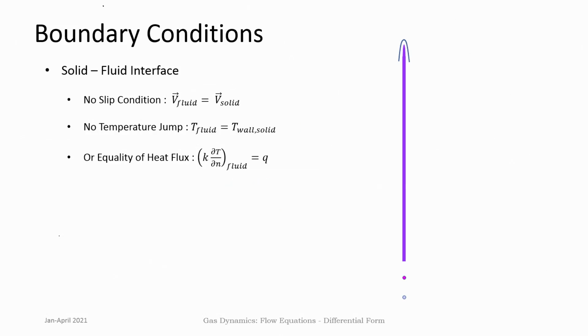Along with these, you have to apply relevant boundary conditions. The appropriate boundary condition is that at the fluid-solid interface the velocities of fluid and solid are the same, which is the no-slip condition. When looking at the temperature boundary condition, either the temperature of the fluid and solid are the same, with no temperature jump across them, or you can apply the equality of heat flux at the boundary. They are two different kinds of problems, and one or the other has to be applied.